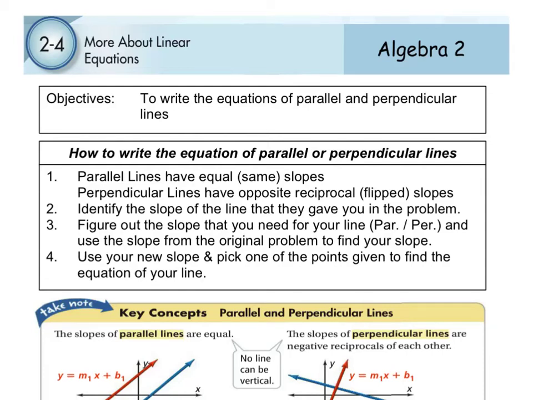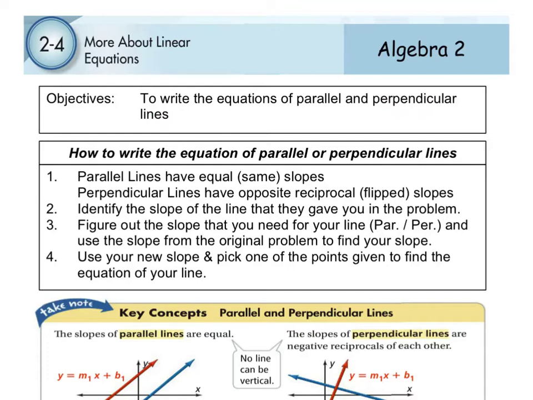Okay, this is a continuation of section 2.4, more about linear equations. Now, in this part of the section, we're going to talk about being able to write equations of parallel and perpendicular lines. And we've talked about being able to find the equation of any line that we want, whether it be point-slope form, slope-intercept form, or standard form.